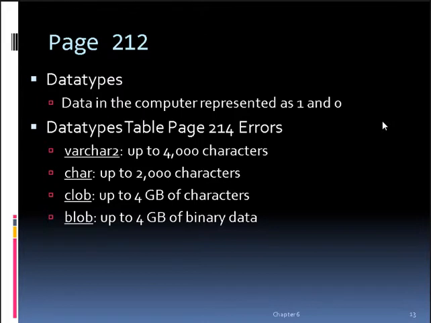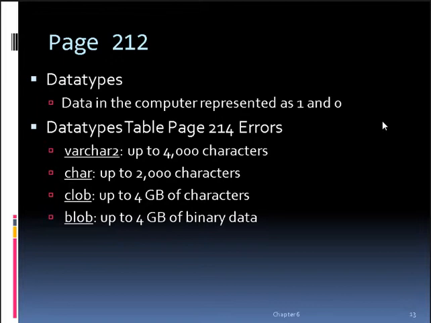When we look at data types, we talked a little bit about this before. But it's the data in the computer, and remember, that's all represented by 1s and 0s anyway. But the data types we're concerned about with Oracle are listed in the table on 214, and it talks about some of the errors that can occur as you use the different data types. A couple things to keep in mind. For a varchar 2, we can go up to 4,000 characters. That could be 4,000 numbers or 4,000 characters or 4,000 alphanumeric characters if we like.